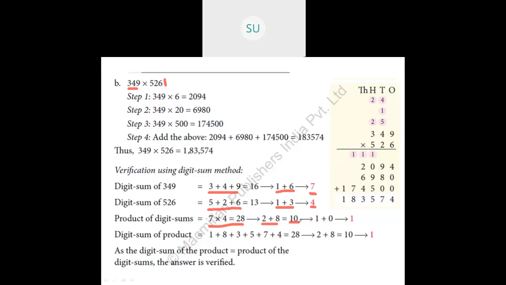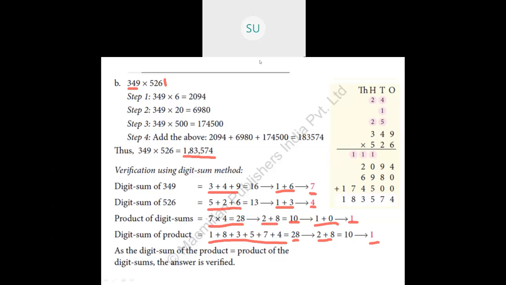Now 10 here again is a 2-digit number, so you will add these 2 digits. 1 plus 0 is 1. Okay, 1 plus 0 is 1. Digit sum of product. Now this is your product, 1,83,574. So you will add all the digits there. Okay, 1 plus 8 plus 3 plus 5 plus 7 plus 4. Okay, so you got 28. Now this 28 you add as 2 plus 8, you'll get 10. Then when you add 10, 1 plus 0, you get 1.